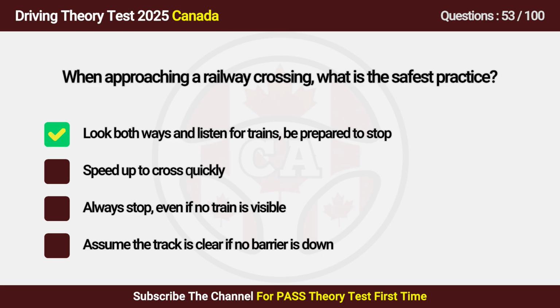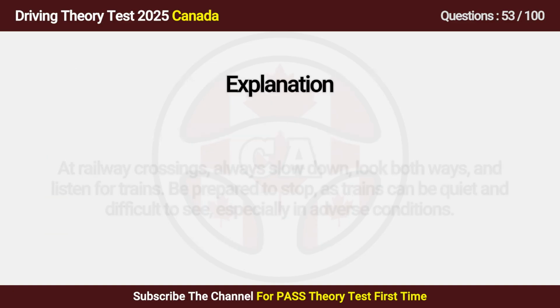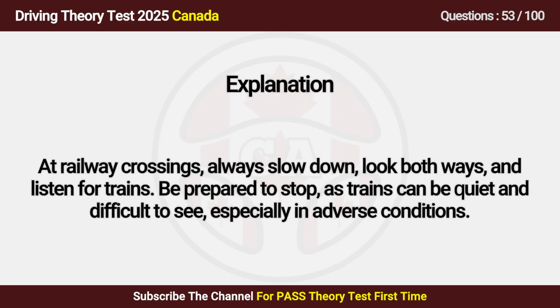Answer is A. Look both ways and listen for trains, be prepared to stop. At railway crossings, always slow down, look both ways and listen for trains. Be prepared to stop, as trains can be quiet and difficult to see, especially in adverse conditions.